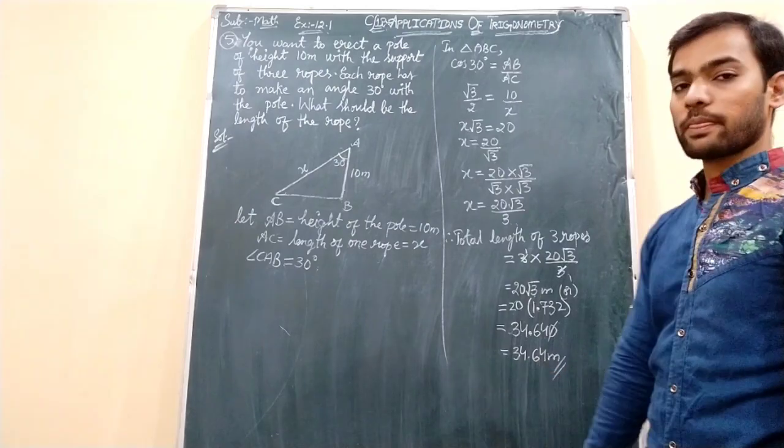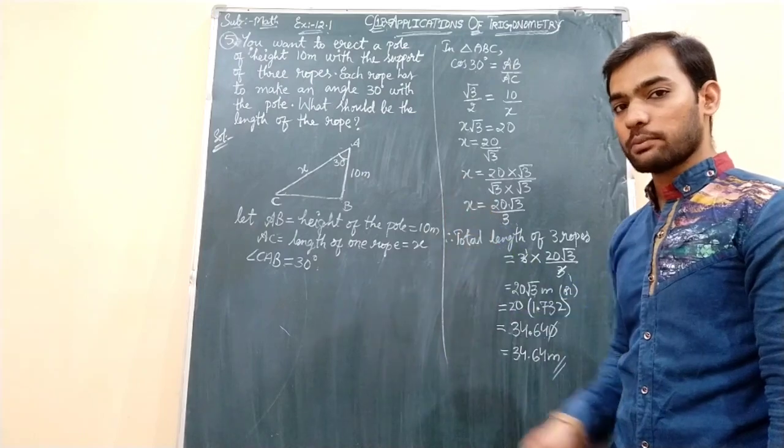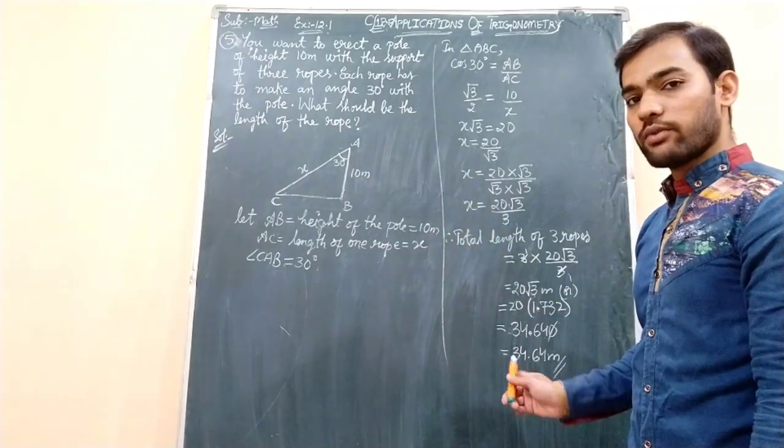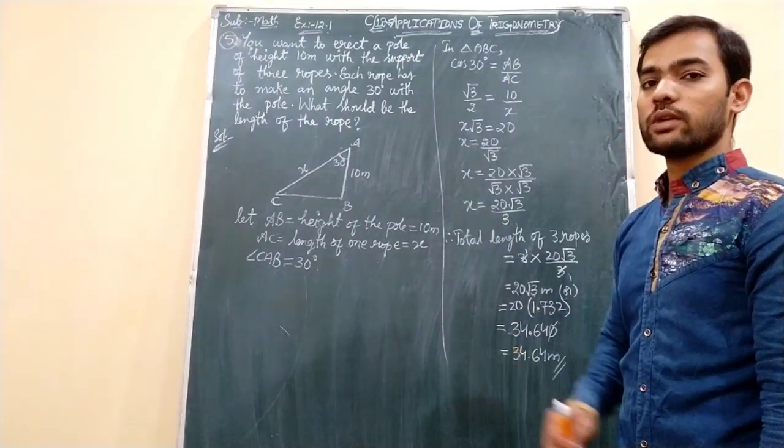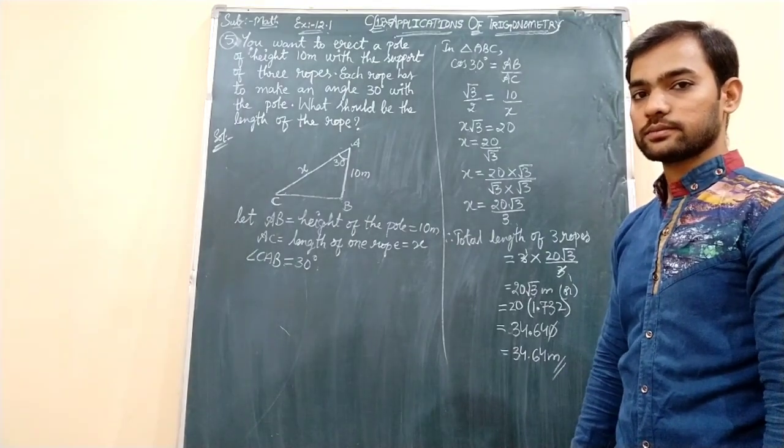34.64 meters. Okay, students. So the length of the rope that is needed to erect a pole of height 10 meter is 34.64 meters. So note down this one. Then we will go for the next question of this exercise.